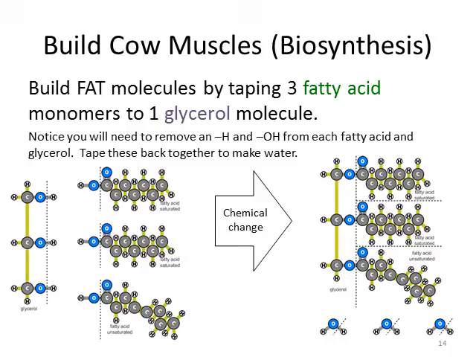Now you are going to do the same thing for fat. Use your glycerol and fatty acids that you digested in the previous activity. Cut off the H's and OH's from each one. Put the glycerol and fatty acids back together and create water with the pieces you just removed. I'm going to pause the video to give you a chance to biosynthesize fat and answer a couple of questions.